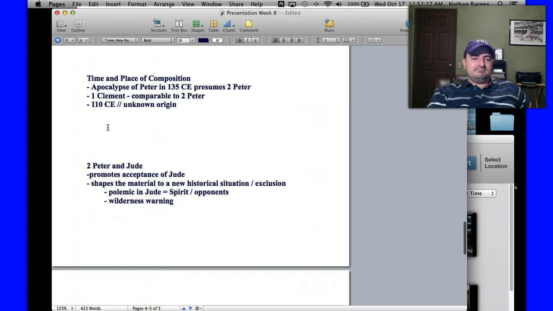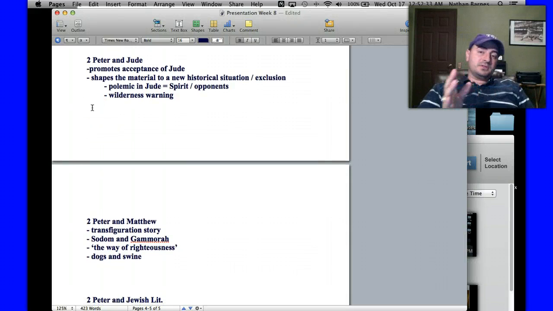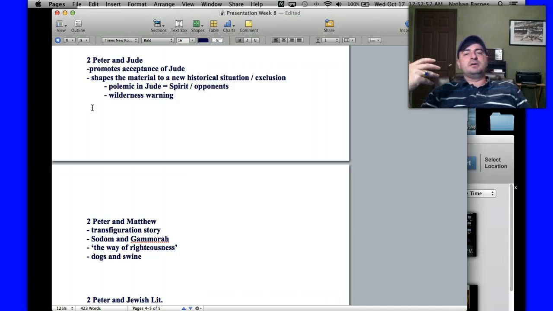Okay, on 2 Peter and Jude. The very first thing this teaches us about 2 Peter is that 2 Peter is promoting the acceptance of Jude. Jude is a tiny, one page document in the New Testament, and when you copy something, you are bringing that material in and using it again in a different audience that may not have accepted the original document or the original material. So 2 Peter is promoting the acceptance of Jude.